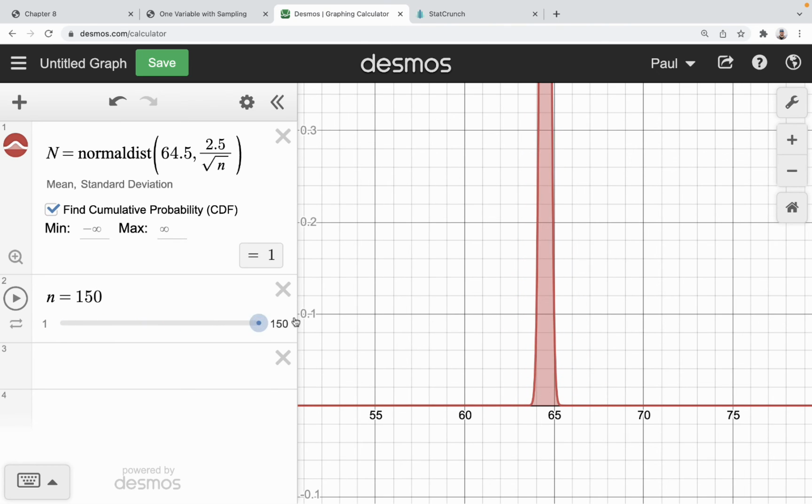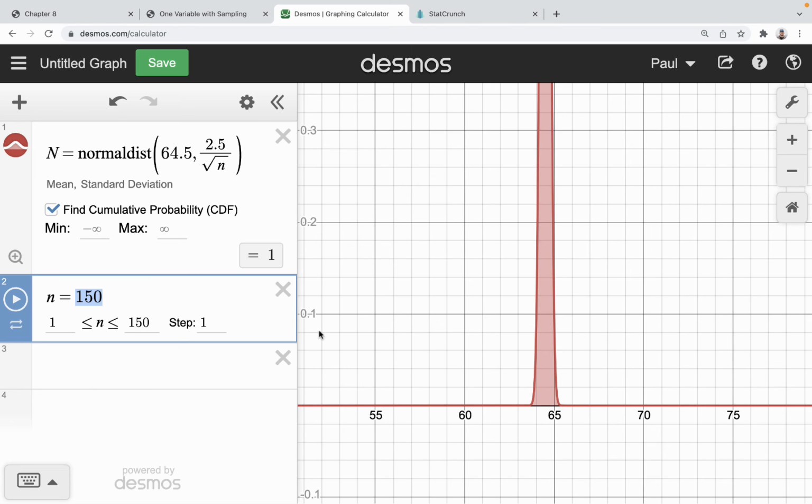And I'm going to set n way up to 150. You can see there's not a lot of variation. Imagine if you took a sample of 150 and average the heights. It's going to be a pretty reliable measurement. You're not going to have extremes there. So you're going to really be close to the population mean more often.